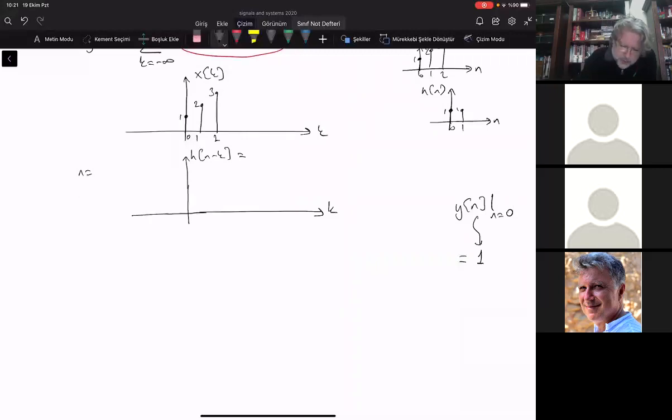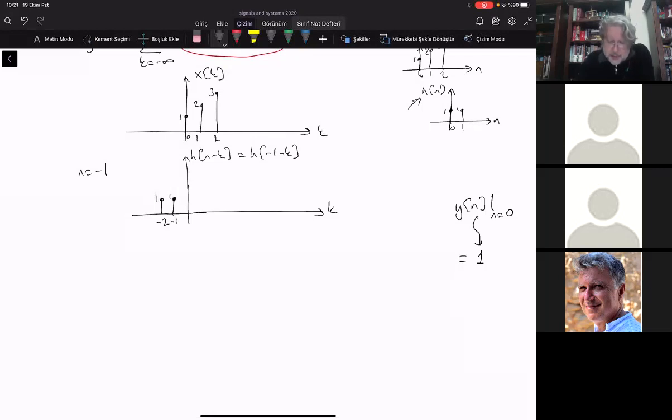Do you think it's reasonable to draw for n is equal to -1, which will make h of -1 minus k? So since it is h of minus k, it's the flipped around version of it, but this time it is shifted to the left further by 1. So we flip around this h of n, and after flipping around, shift further to the left, which will give me this. Okay, it's fine, 1 and 1 at -1 and -2.